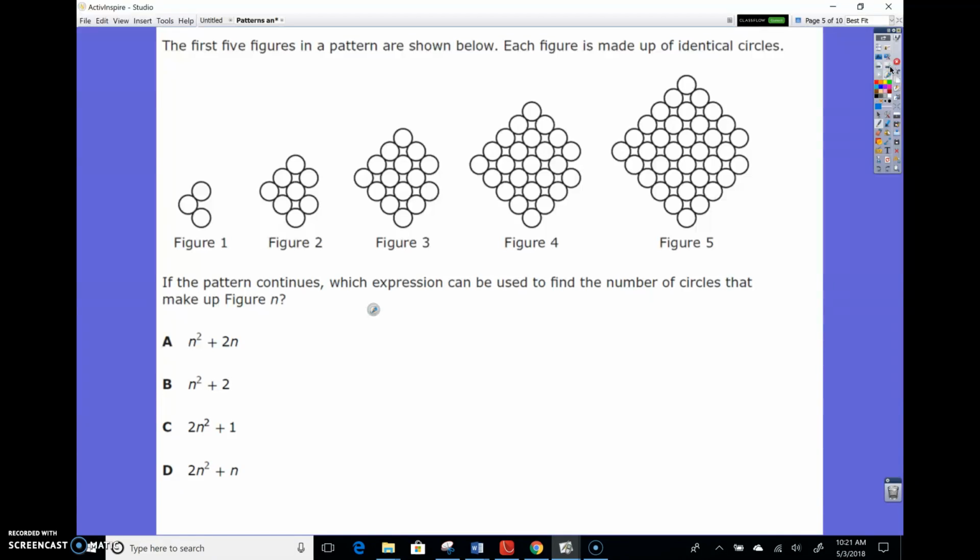Okay, now sometimes they give you a picture, but you just don't have to worry. If the pattern, which expression can be used to find the number of circles that make up figure n? You're going to do the same thing, but you're going to make up your own sequence.